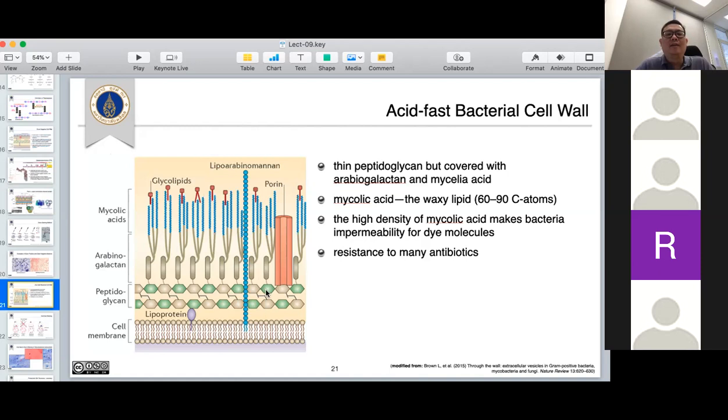So the cell wall looks pretty much like half gram positive, half gram negative, right? And the outermost has a waxy molecule. The waxy molecule is actually a fatty acid called mycolic acid. Mycolic acid is never present in other types of bacteria except acid-fast. And that makes these acid-fast bacteria named mycobacteria.